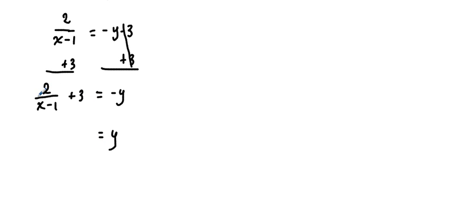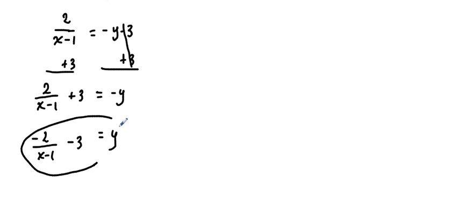I'm going to take the opposite of these two terms. I'm not going to touch the denominator, just the numerator. So 2 over x minus 1 is going to become negative 2 over x minus 1. Positive 3 is going to become negative 3, and this is your answer.